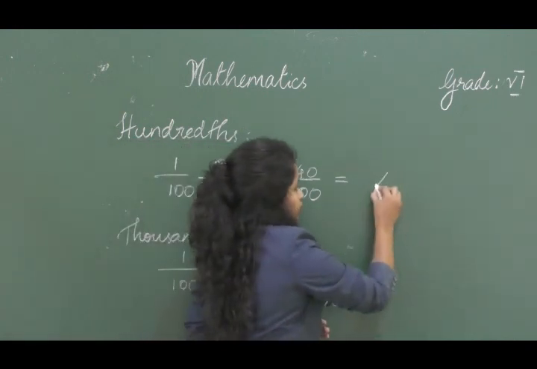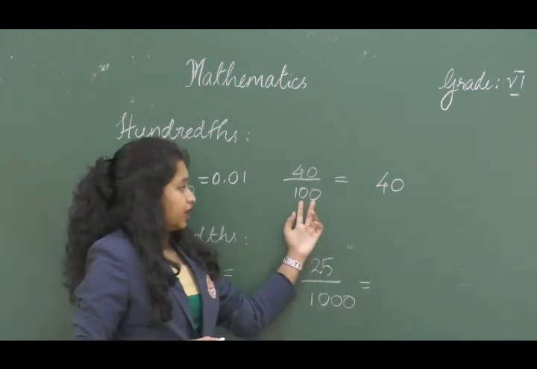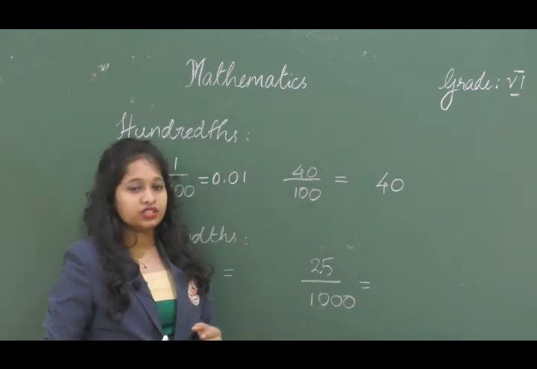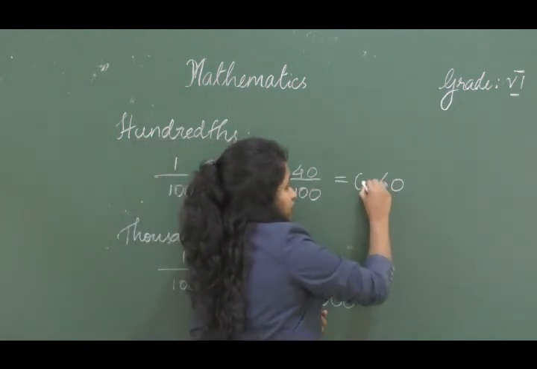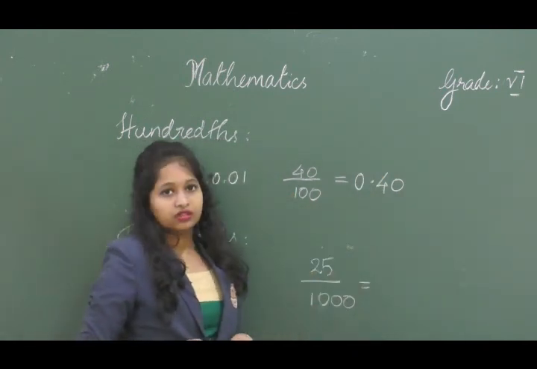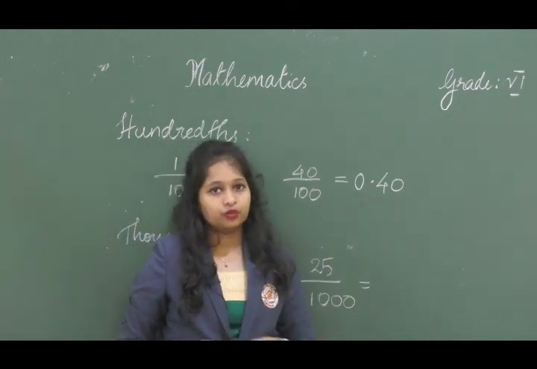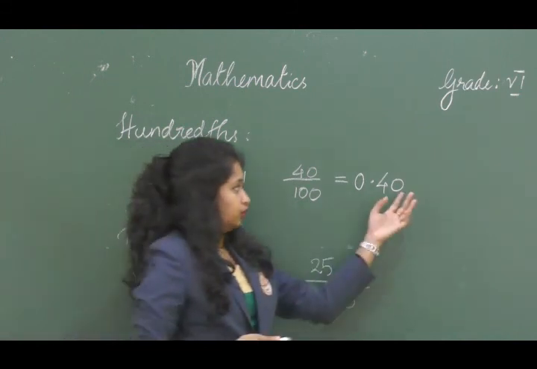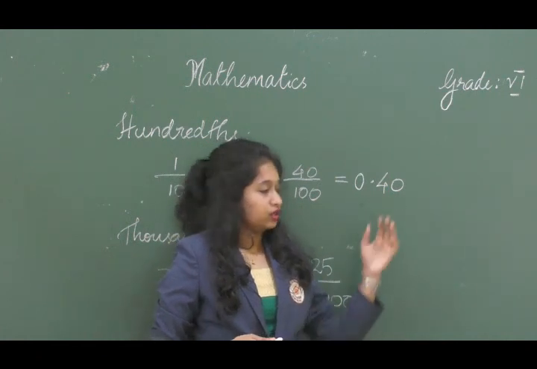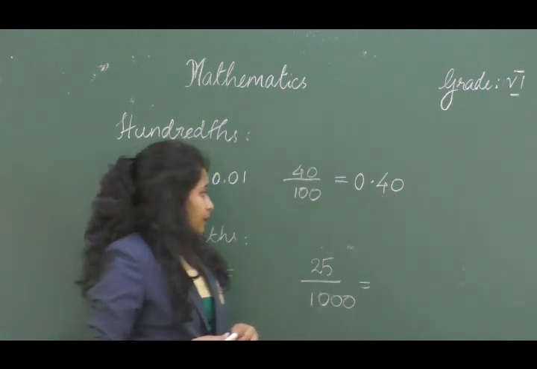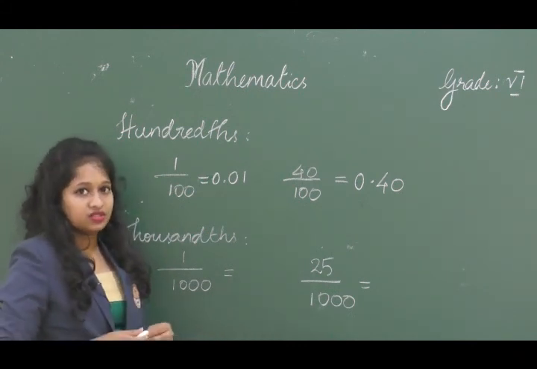One more example, 40 by 100. So write the numerator. Already there are 2 digits and 2 zeros. So we had to place the point after 2 digits. Place the point and put 0 here, and we can read this as 0.40 or 0.4. There is no value for 0 after the decimal point and the decimal part of the numbers.